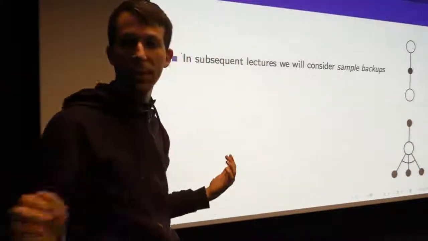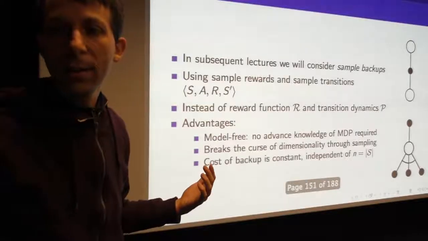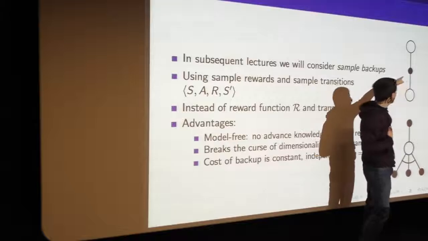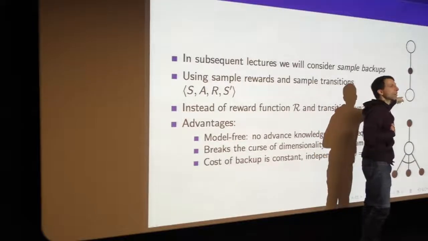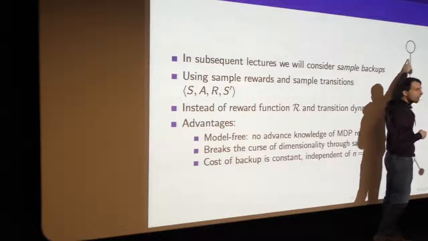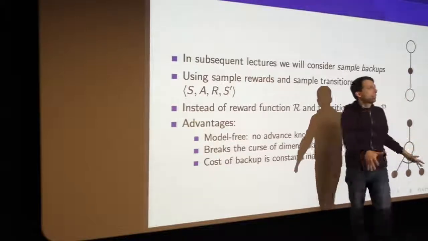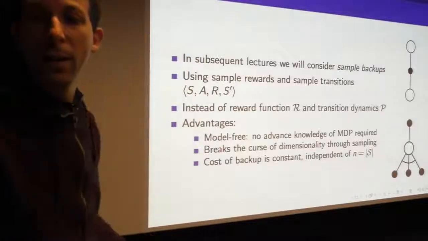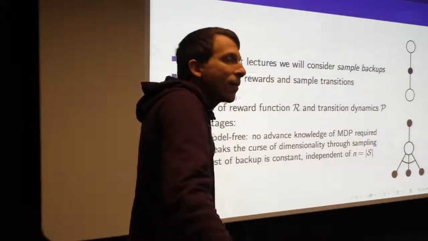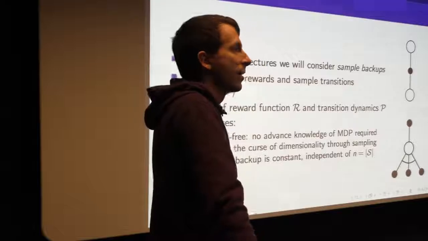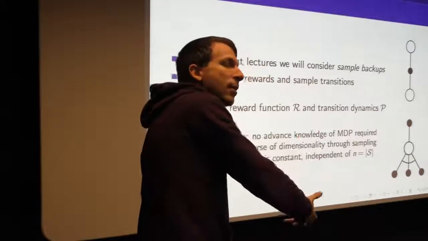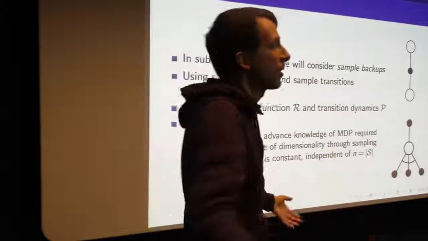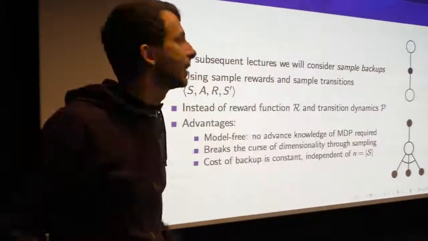In subsequent lectures, we'll consider sample backups that look like this. We're going to start in a state, sample one action according to our policy, sample one transition according to our dynamics, and do a backup based on that one sample instead of the full branching factor. That's going to give us a lot more efficiency. It's going to break the curse of dimensionality through sampling. But also, because we're sampling the dynamics of the environment, we don't need to know the model of the environment. So this is how we convert from these dynamic programming methods to model-free reinforcement learning methods. Instead of someone telling us the dynamics, we just sample from them. We see what happens.